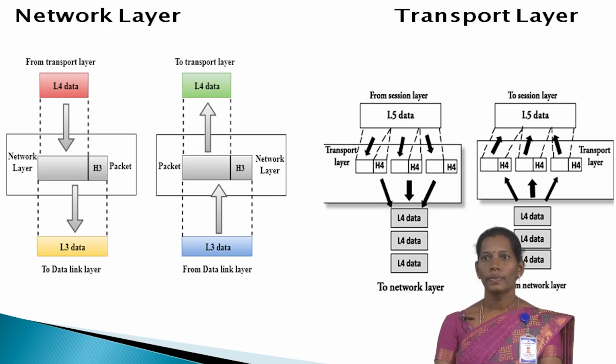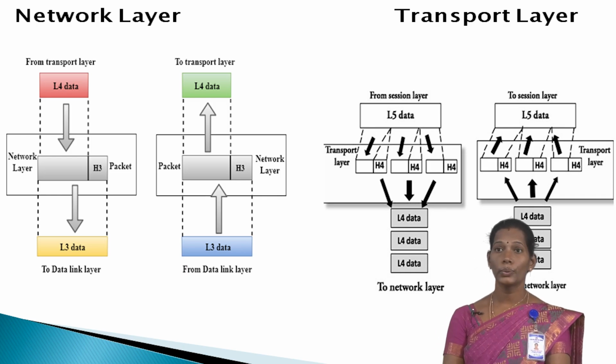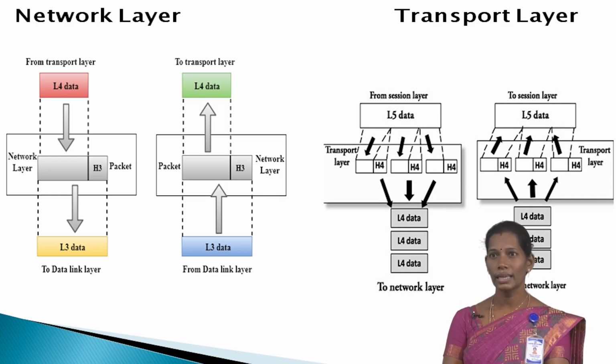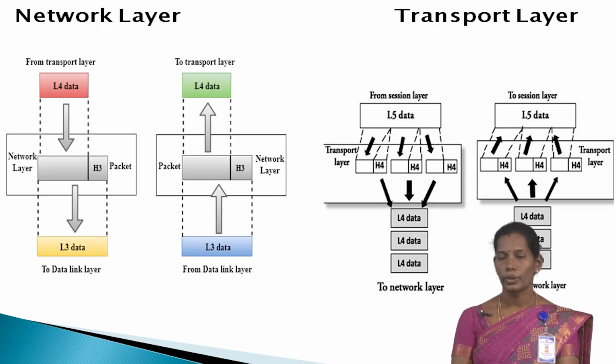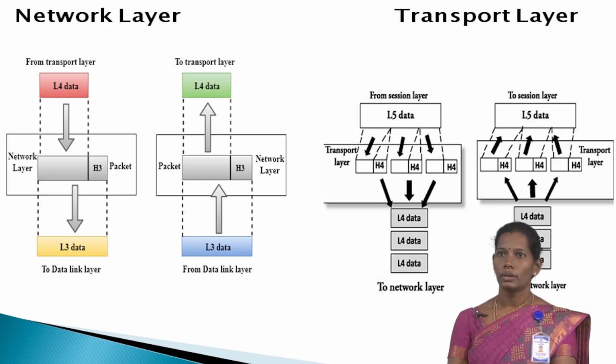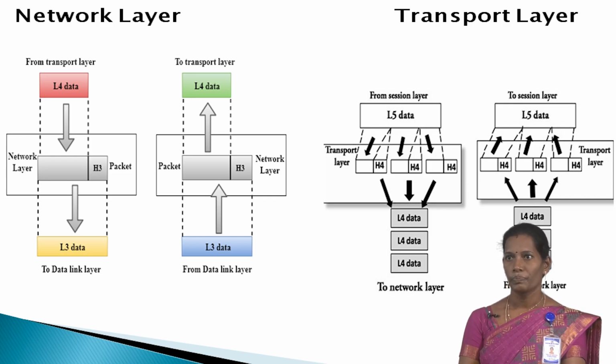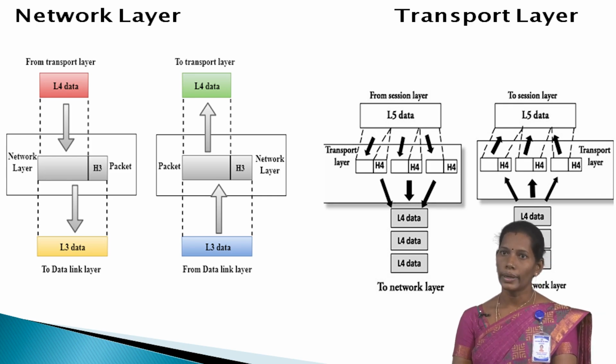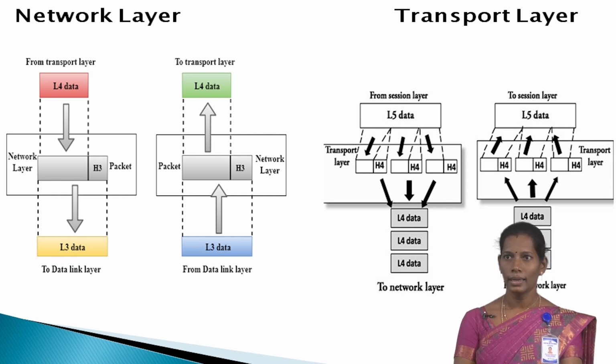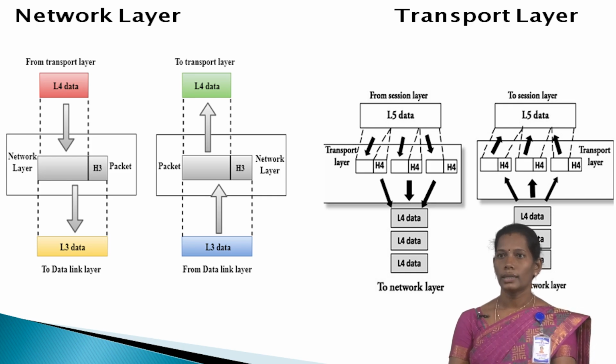Flow control. The transport layer is also responsible for flow control, but it is performed end-to-end rather than across a single link. Error control. The transport layer is also responsible for error control. Error control is performed end-to-end rather than across a single link. The sender transport layer ensures that the message reaches the destination without any error.